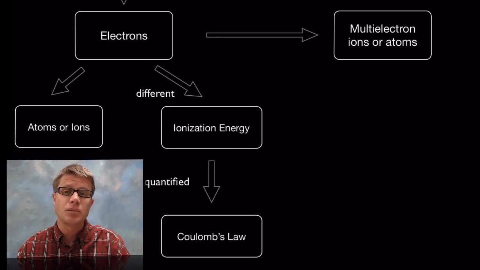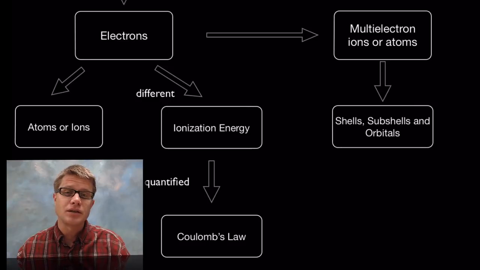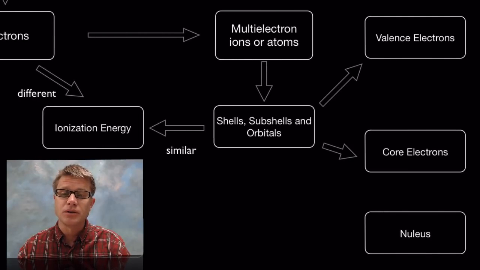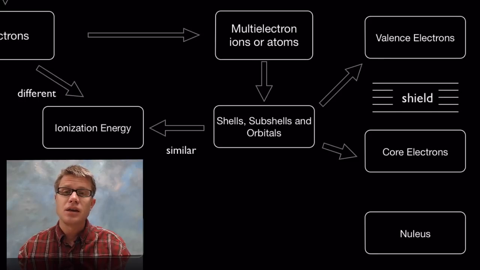Because in most atoms, they're going to be multi-electron. They have many electrons. And what we'll find is they're going to be organized into shells, subshells, and then orbitals. And all of those are going to have similar ionization energy. And there's a chart on ionization energy that's the most important one. Now, if we look at these orbitals and subshells, the inner electrons are going to be called core electrons, and the ones on the outside are going to be called valence electrons. What's interesting is that those on the inside, once they're filled, will actually shield the valence electrons from the power of the nucleus itself.